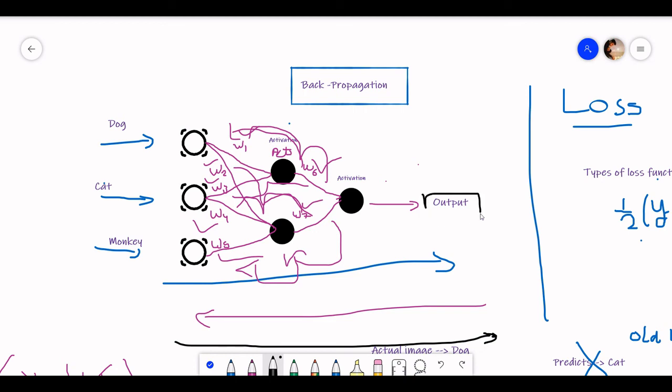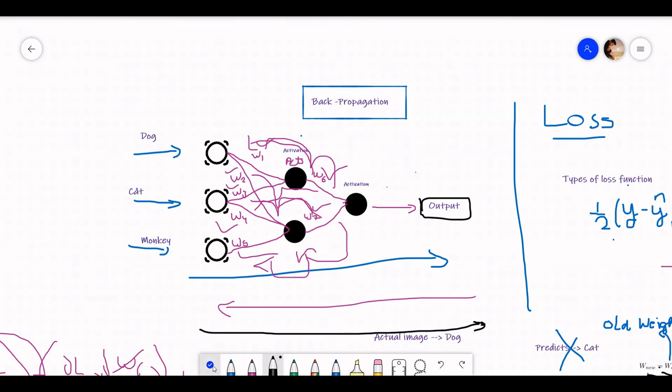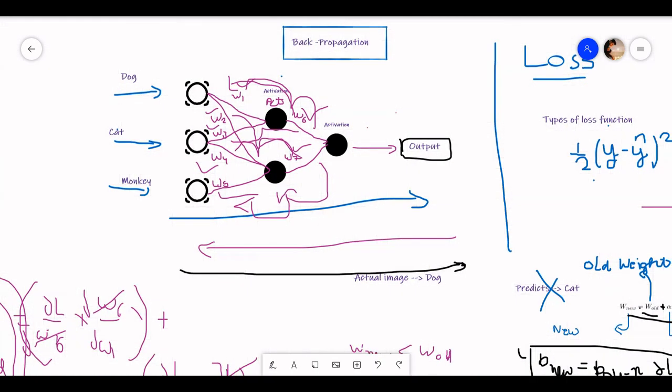So maybe in our neural network we have to perform many back propagations and many forward propagations to get good accuracy. So this is all about back propagation.